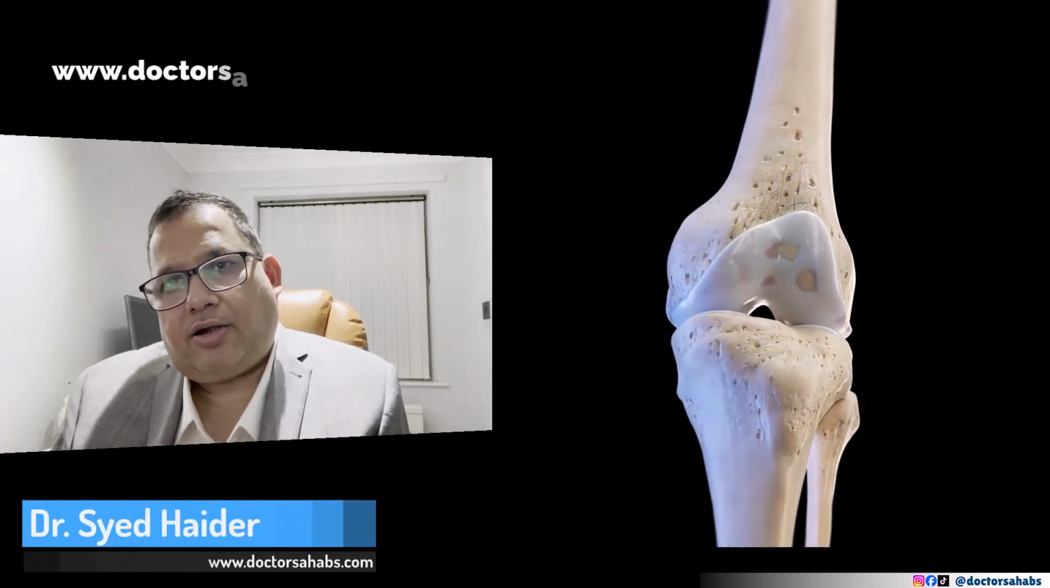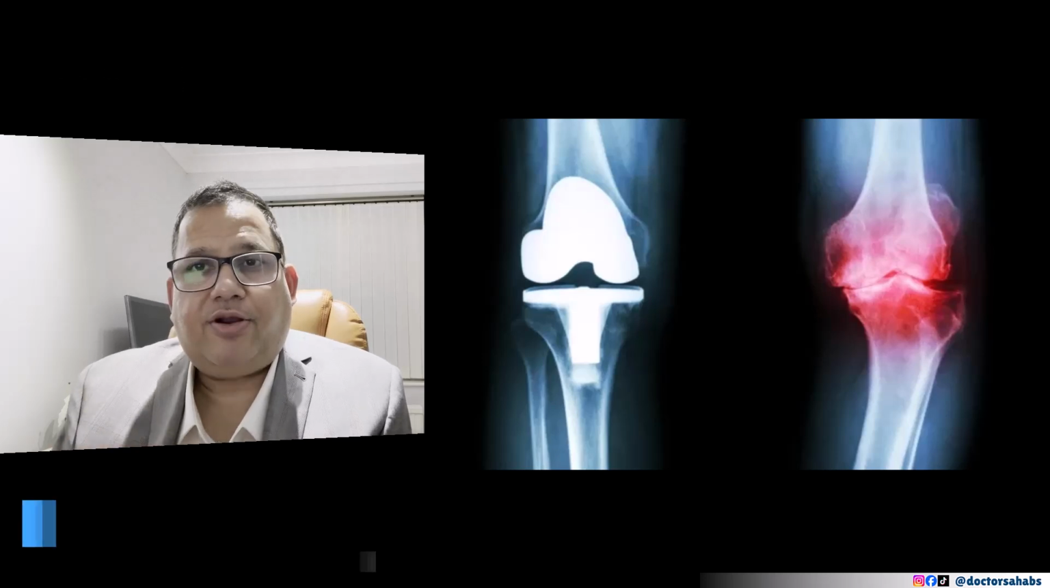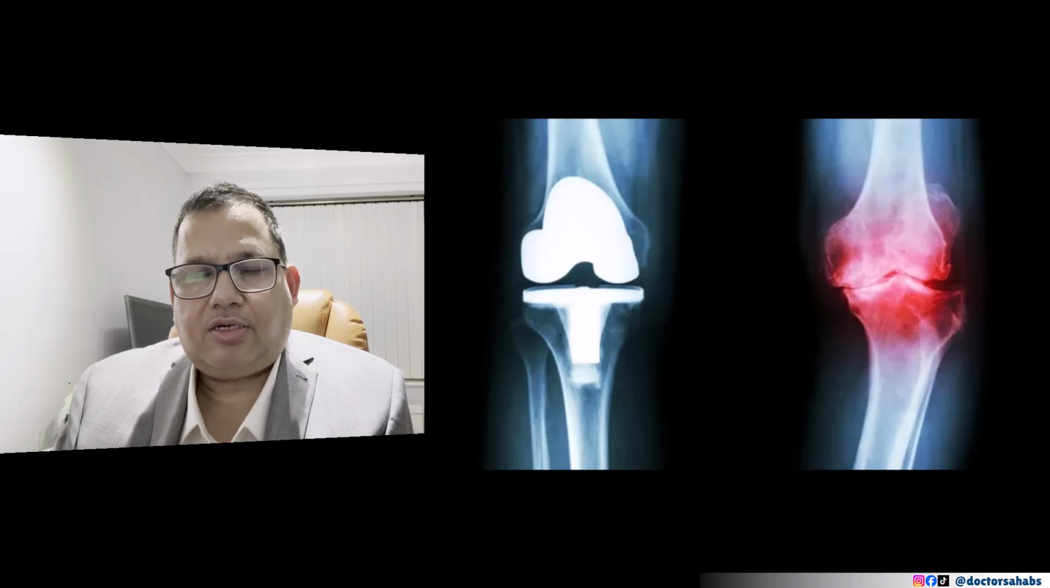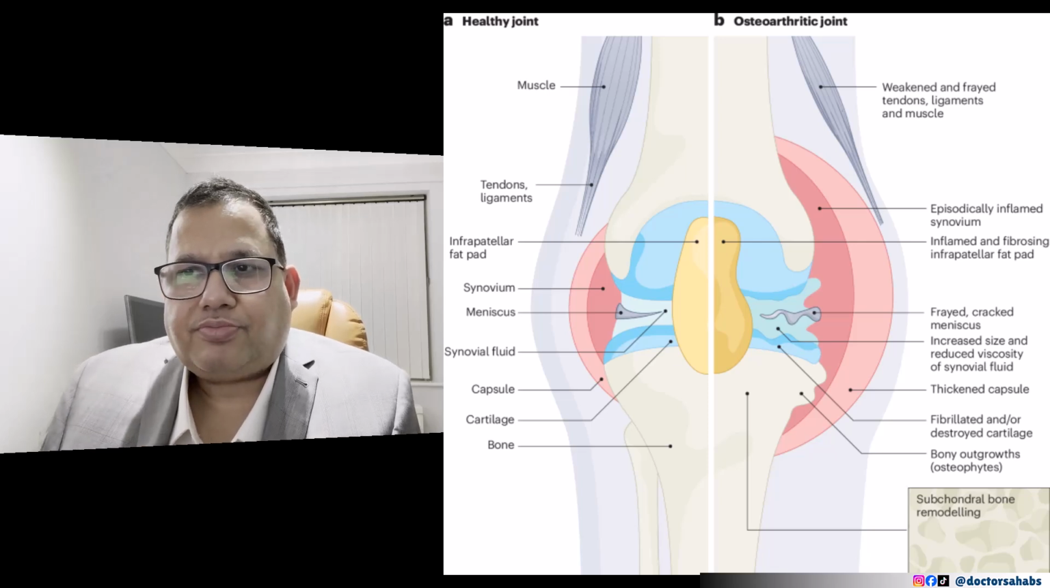Because cartilage provides cushioning, that's why our joints move. There is synovial fluid in our joint that helps the joint move, but once the cartilage is damaged, it is very difficult for the joints to move easily.